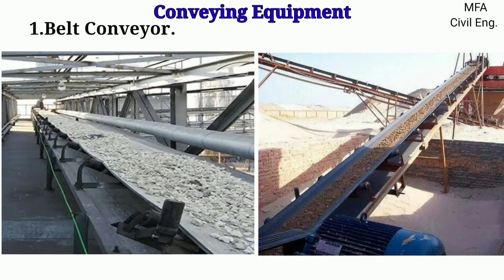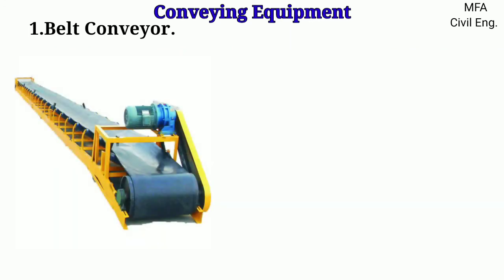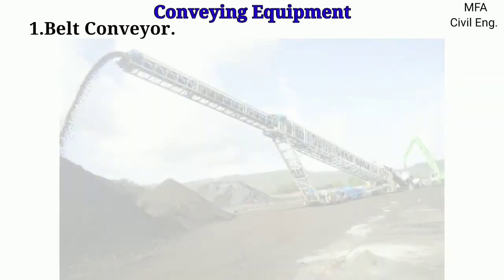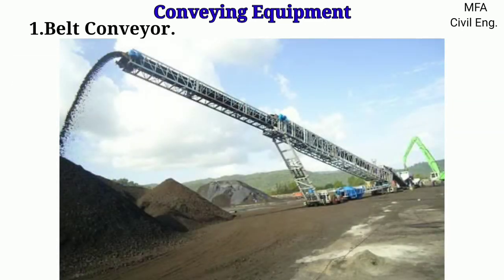It can carry materials horizontally or on an incline. It is lighter in weight than the other conveyors and it gives a controlled discharge of the materials, and the discharge can be controlled by the speed of the belt.